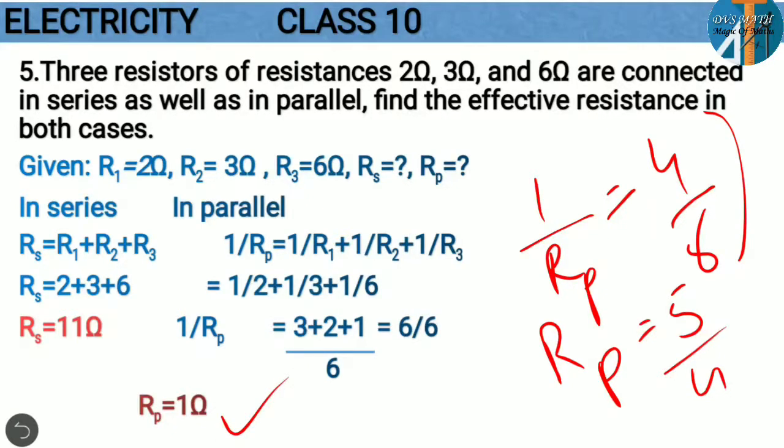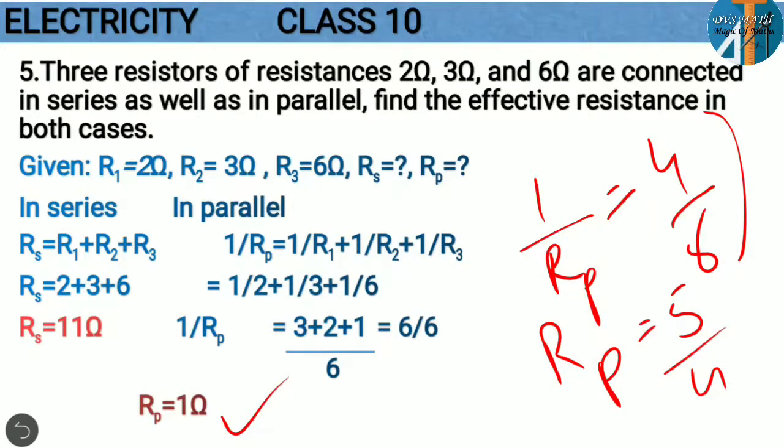So when it is connected in series, just add all the resistors together. When it is connected in parallel, just take the reciprocal of each, even for the effective resistance in parallel. 1 by RP is equal to 1 by R1 plus 1 by R2 plus 1 by R3. So take the LCM, find it, then interchange the denominator and numerator to get RP. If you divide it, you will finally get the value of RP. That means resistors connected in parallel.